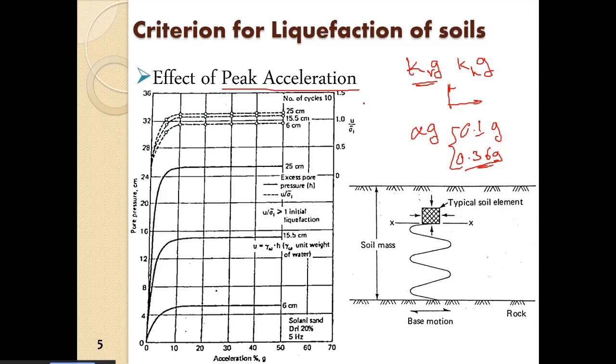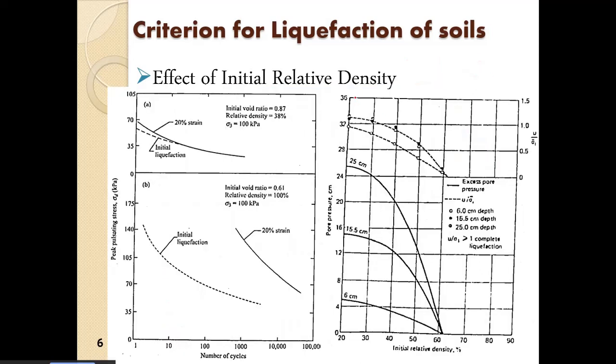So ultimately, the stress is equal to mass into acceleration. If the acceleration is more, the cyclic stress is also more. So with increasing acceleration, there is increasing pore pressure generation. More acceleration, quicker liquefaction. Then of course the relative density, as we have seen, the void ratio is an important parameter.